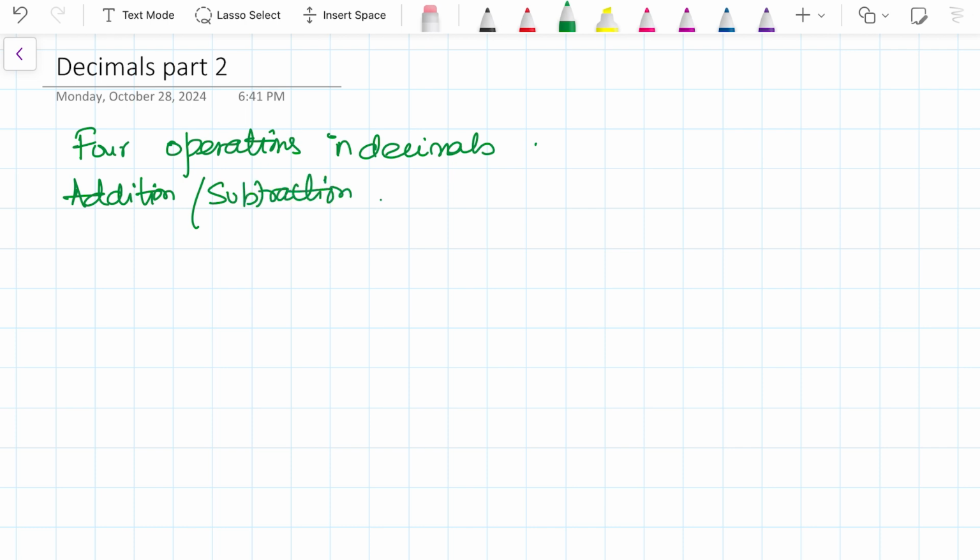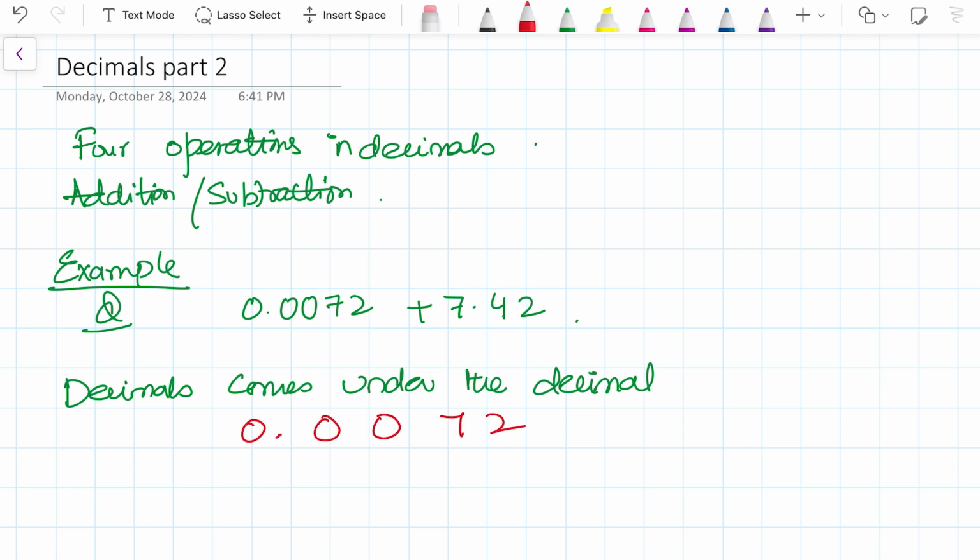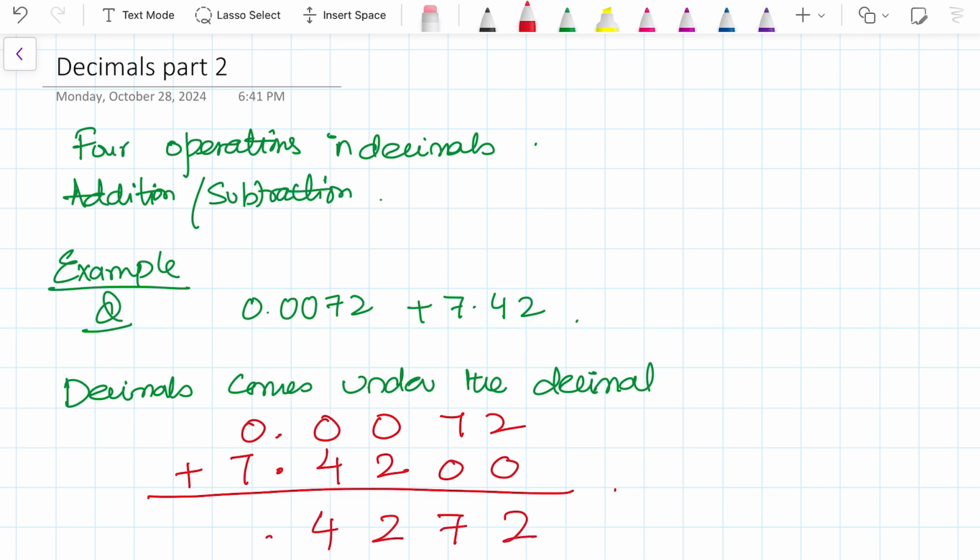So for example, if you have something like 0.0072 plus 7.42. So the decimal comes under the decimal, meaning 0.0072 and 7.42 plus 0 underneath it because there are no numbers. So this is going to be my answer.